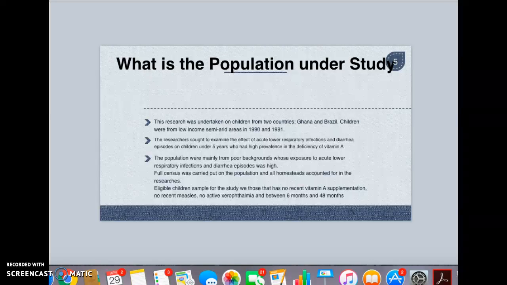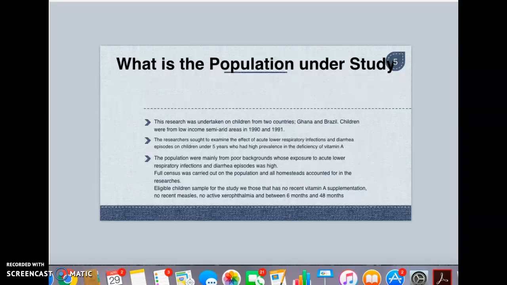Eligible children were sampled from the study: those with no recent vitamin A supplementation, no recent measles, and no active xerophthalmia, between 6 months and 48 months. And just for background knowledge, the majority of people know what malnutrition and the measles are, but xerophthalmia is a condition that is due to lack of vitamin A. So it's a vitamin A deficiency, and it causes dryness of the eyes, and it causes an infection.